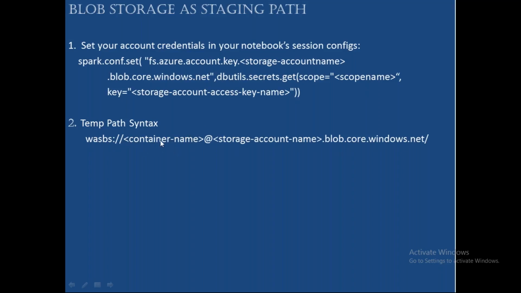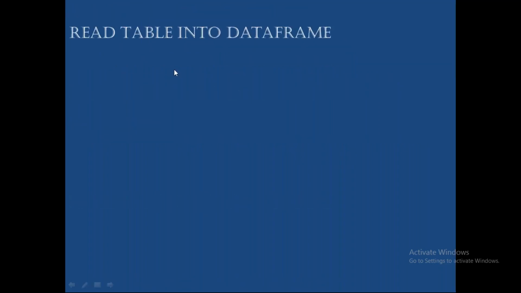Container name: into which container you want to load the data. Storage account name: you need to tell the storage account name, in which storage and in which container you are loading the data. This is how you need to form the temp path. You will come to know more details.